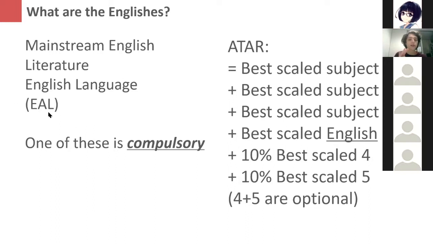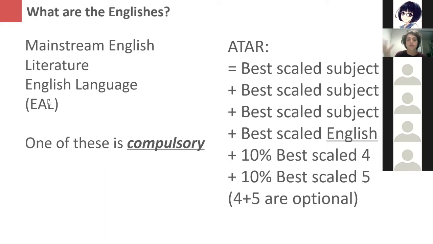The 4th English is EAL. This is English as an additional language. If you can qualify for EAL, the kids should definitely do it. The way you qualify is you can only do EAL if you've been living in Australia for less than 7 years. So yeah, if you've been living in Australia for less than 7 years.